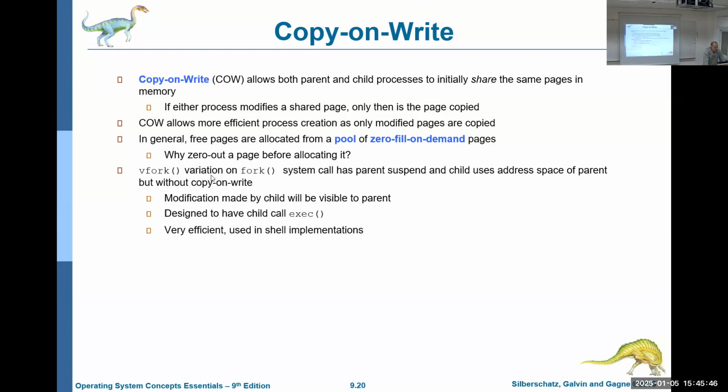There's something called vfork, which is a variation of the fork system call, which has the parent suspend and the child use the address space of the parent, but without copy on write. So it's a virtual fork. The parent suspends himself, and the child now uses the space of the parent without even having copy on write. So the child will affect the parent. It's not really a fork.